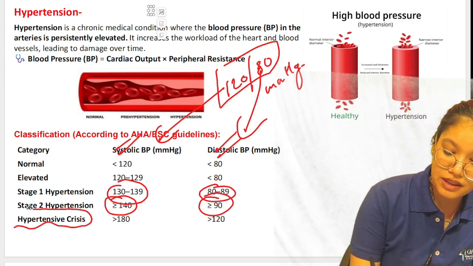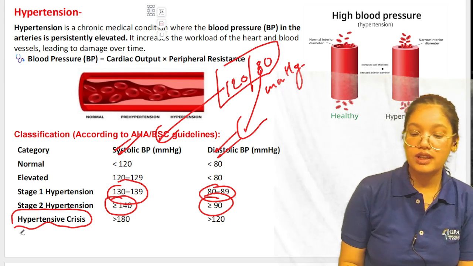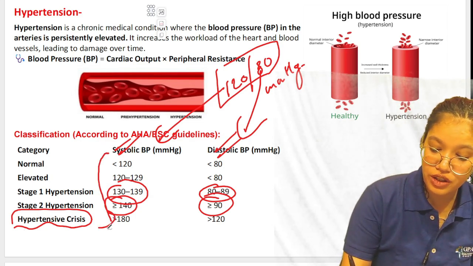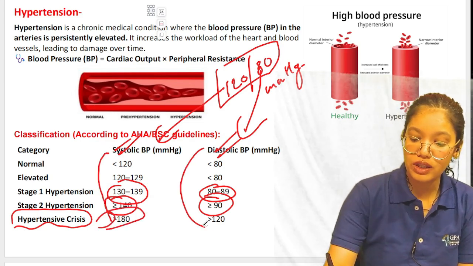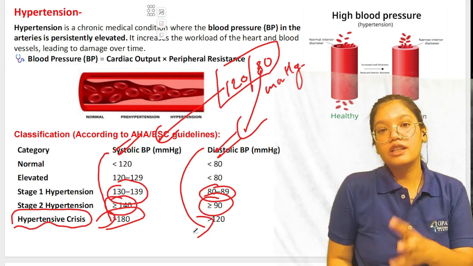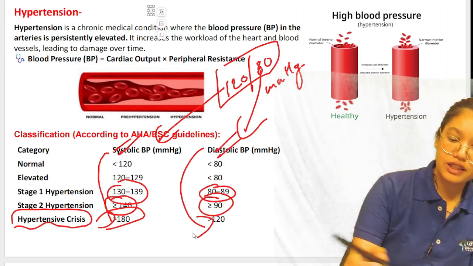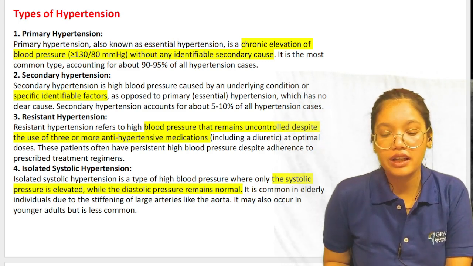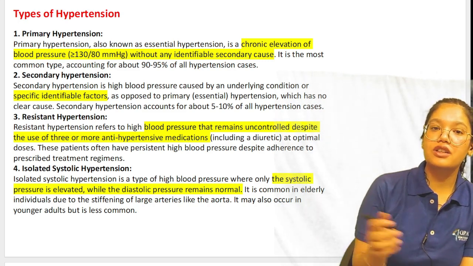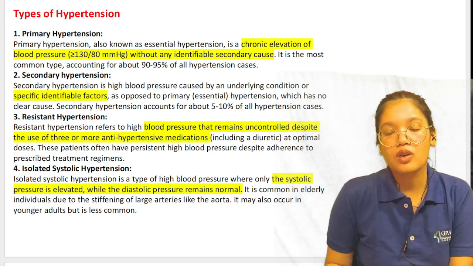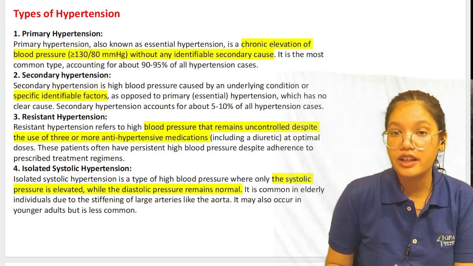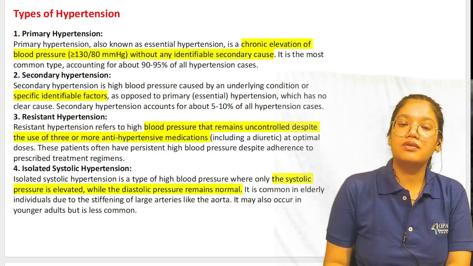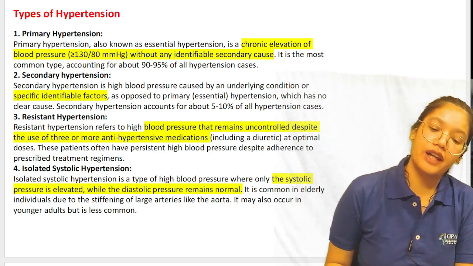Then there is the hypertensive crisis, the most dangerous state, where the systolic pressure is more than 180 and diastolic is more than 120. This condition needs instant medical care, otherwise it can be life threatening. Now, hypertension is a asymptomatic disease, so it can be very dangerous at times.